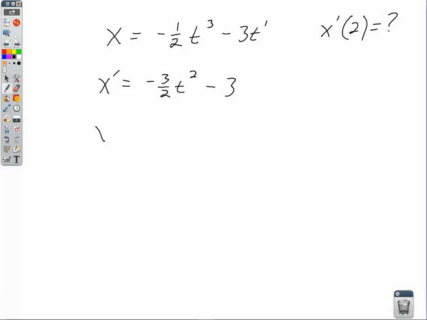And now all you got to do, x prime at 2, you just plug in 2. Negative 3/2 times 2 squared minus 3. And I won't embarrass myself by making arithmetic mistakes any further. All right?